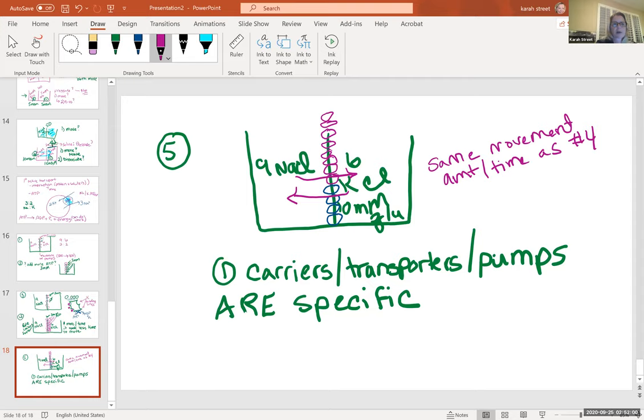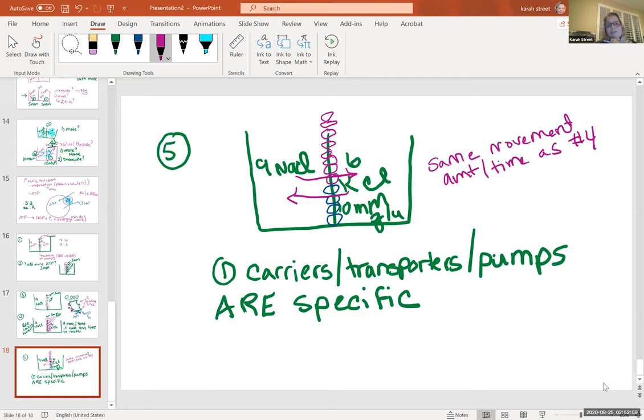Are there any questions about this activity? Okay, so then the take-home message for this activity: carriers, proteins that move solutes, transporters, pumps, any protein that physically interacts with a solute to move it, whether it be down a gradient or against, they are specific. And next, the number of those transporters is the rate limiting factor. If you have more transporters, you can move more. You will have more movement in a certain amount of time.